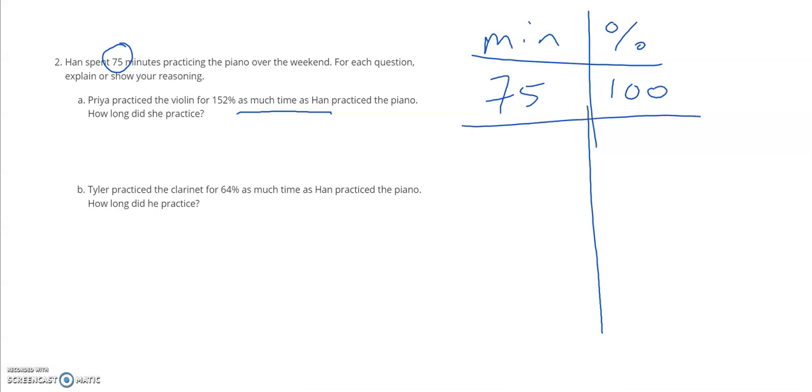So Priya practiced 152% as much. So she did 100%, which is 75. She did 50%. We could find 50% by dividing by 2.